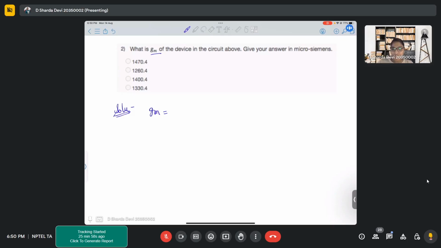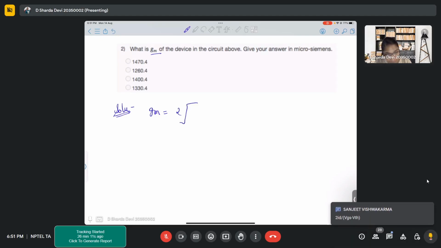Two root K ID. Yes, what was it? 2 under root K into ID. 2 under root K into ID. Yes, this was it.